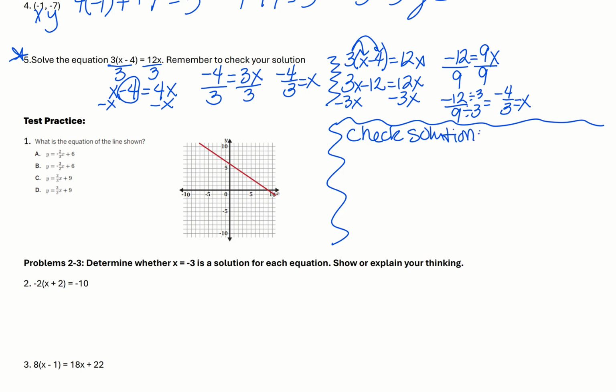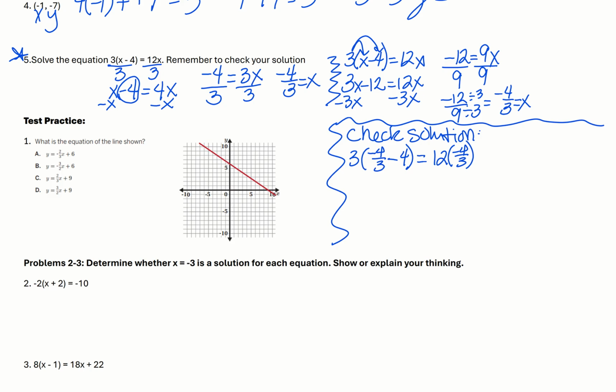What we do is we take our answer, we set x as negative 4 over 3, and we actually go back and plug it in or input it into x and see if this is true. So we go 3 parentheses, negative 4 over 3 minus 4 equals 12 times negative 4 over 3. I'm just inputting it.